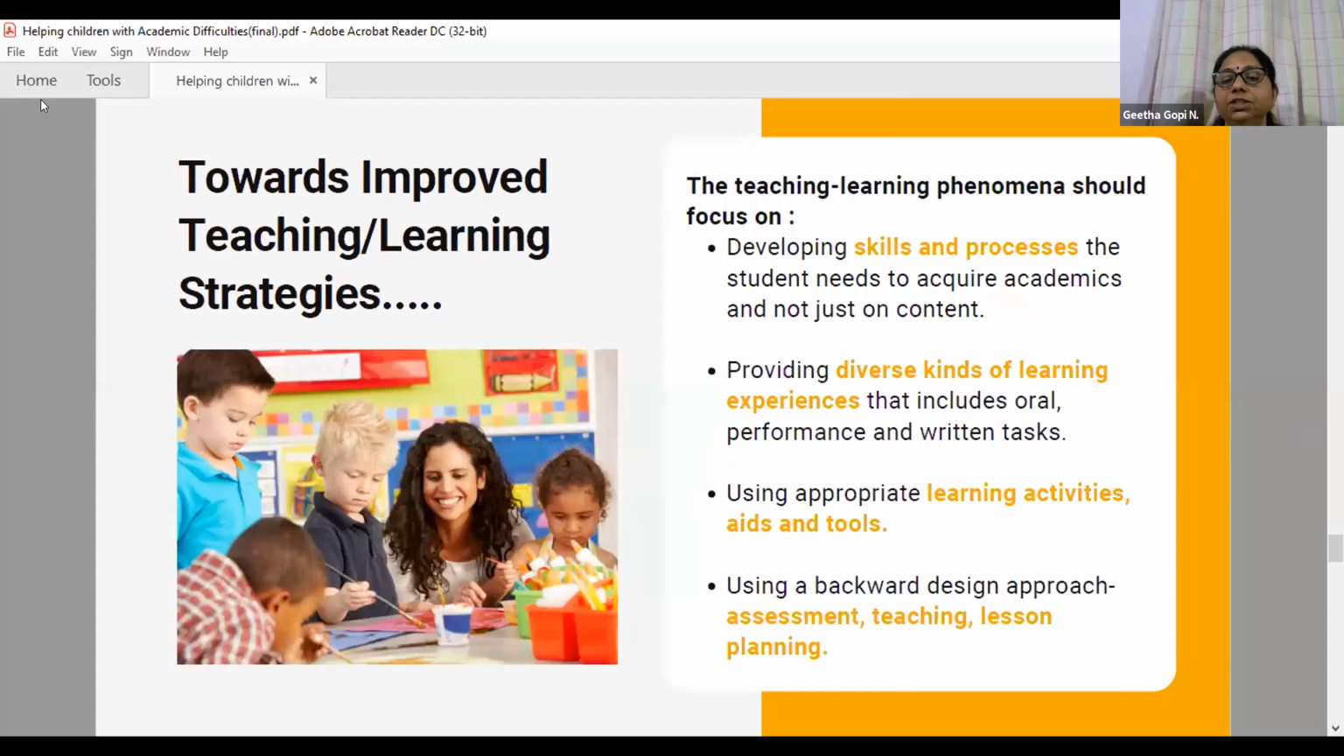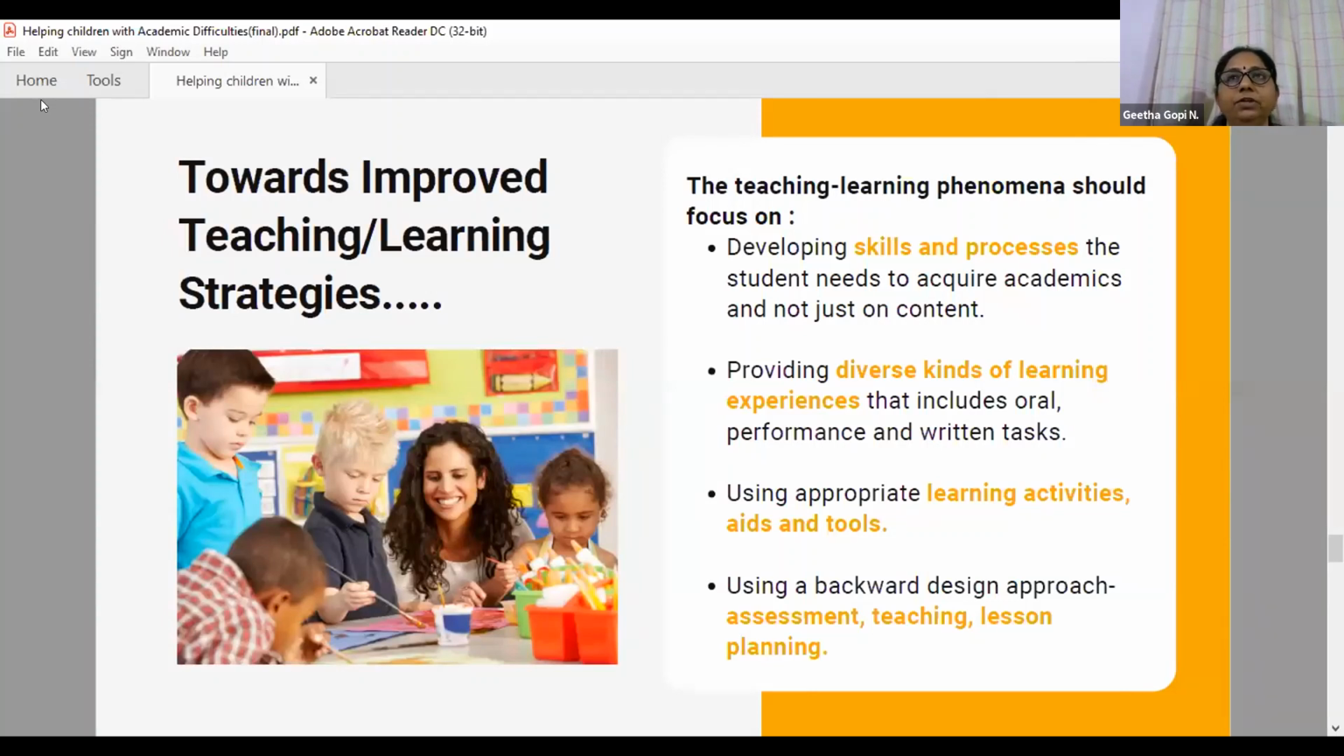Again, learning activities should be connected with the themes or the topics you're teaching. Use appropriate aids, learning aids or teaching aids. If a child is having difficulty, say, counting on fingers, then provide counters, actual tangible counters, which they can handle. So, using the right kind of aids and tools are necessary. Teaching the children also what tools to use when, that is also very important.